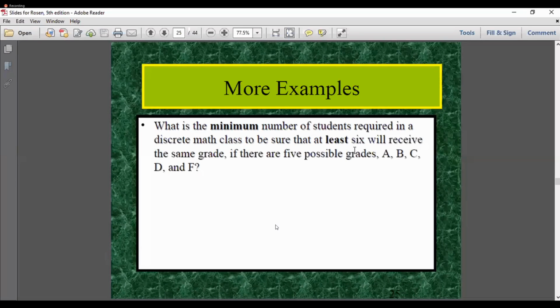Now, these are the grades, which means these are the holes if we consider. Then which one is the pigeon? The pigeon means students. How many pigeons are possible so that this condition will be fulfilled? If we assume that individually 5 students have all different grades, then we repeat this set, the next set of 5 students also have individual grades, and the next set of 5, this way.